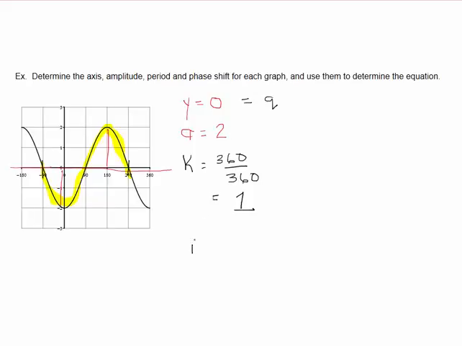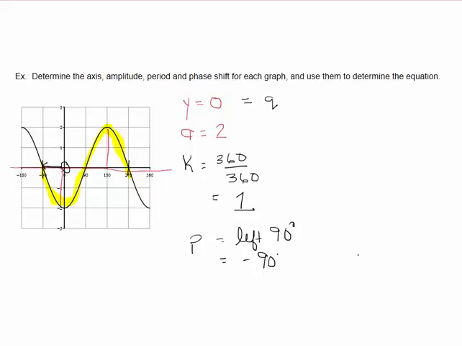Last but not least is the phase shift. We know that a basic sinusoidal graph always starts at 0, 0. So we can clearly see the point is not there anymore. What we want to look at is how far left or right it moved. And this moved left 90 degrees, which means it is negative 90 there.